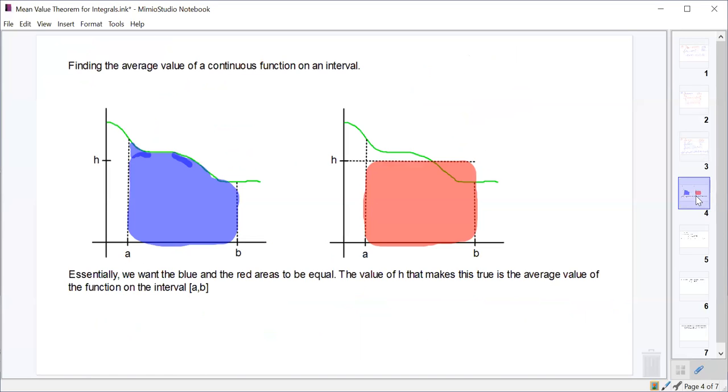So we will now move on to what we call the mean value theorem for integrals. What this mean value theorem for integrals does is it allows us to find the average value of a continuous function on an interval.